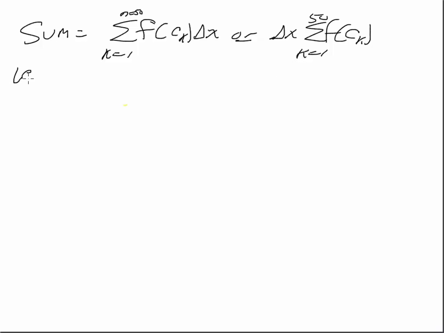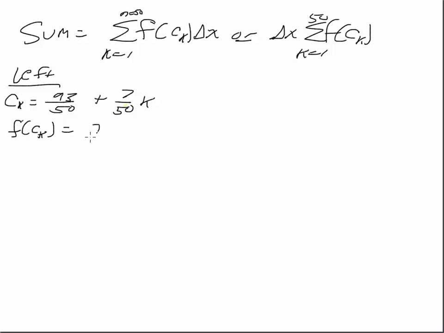Okay, so let's do this for the left sum. Again, the left sum, the CK, is equal to 93/50ths plus 7/50ths K. And this is going to go into the equation. So F of CK is equal to 20 plus 1 over 93/50ths plus 7/50ths K, because that's putting 93/50ths plus 7/50ths K in for x into our function, 20 plus 1 over x.